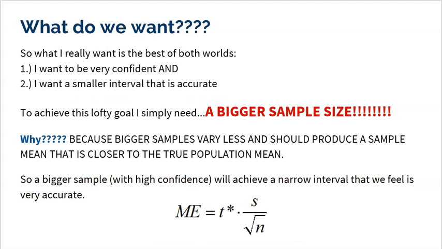So I want the best of both worlds. I want to be very confident and I want a small interval that's accurate. To achieve this lofty goal, I simply need a bigger sample size. That's it. Why? Because bigger samples vary less and should produce a sample mean that is closer to the population mean. So a bigger sample with high confidence will achieve a narrow interval that we could be very accurate.